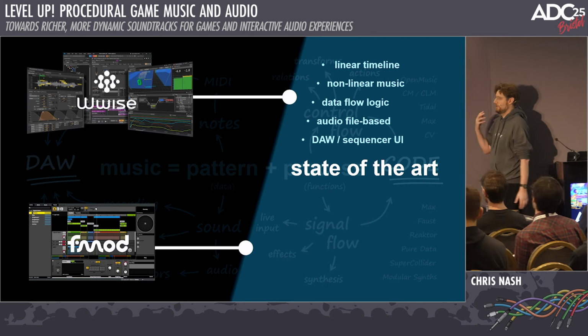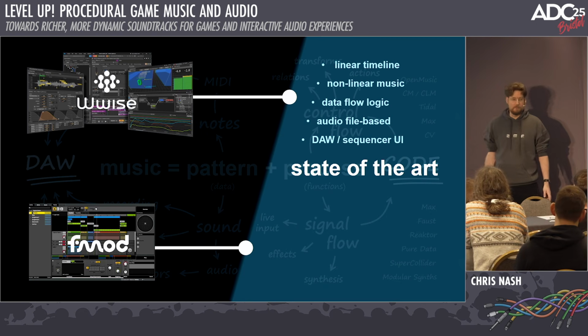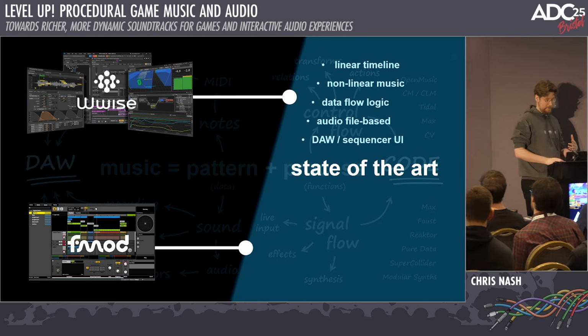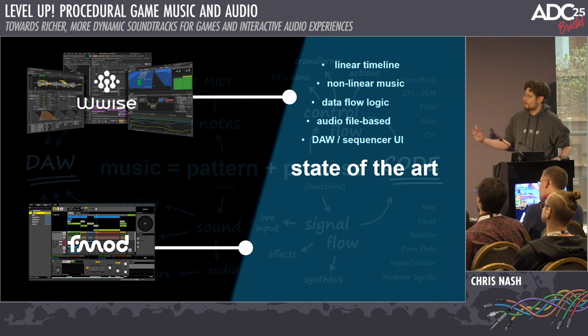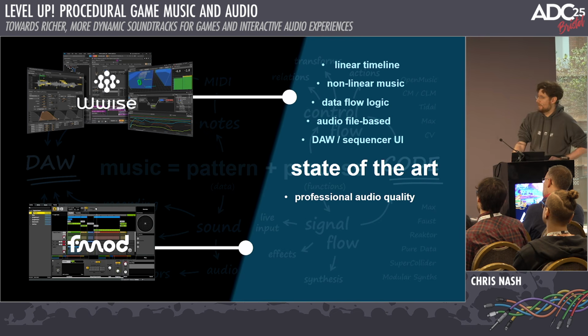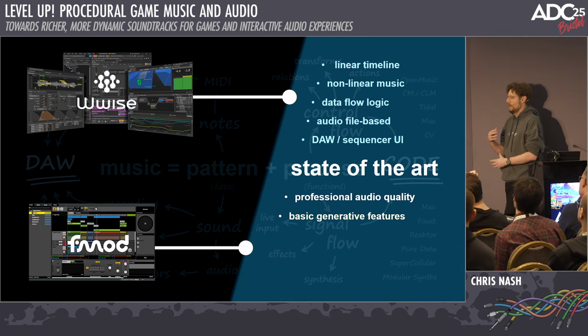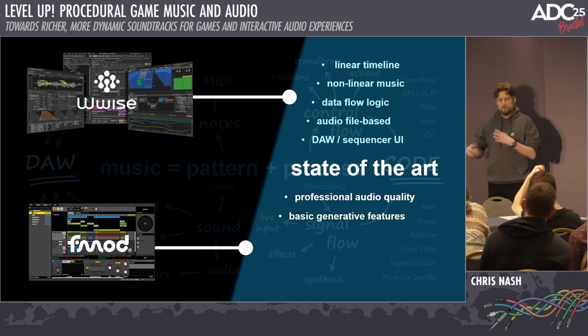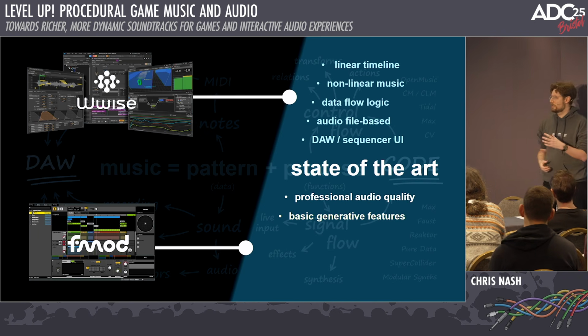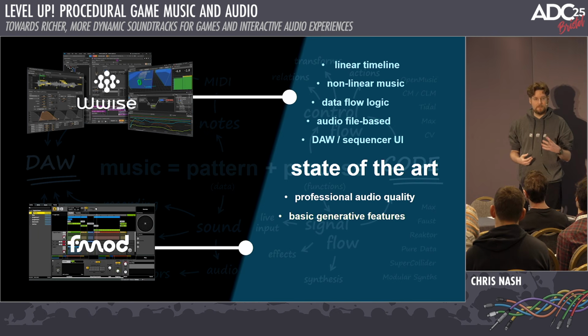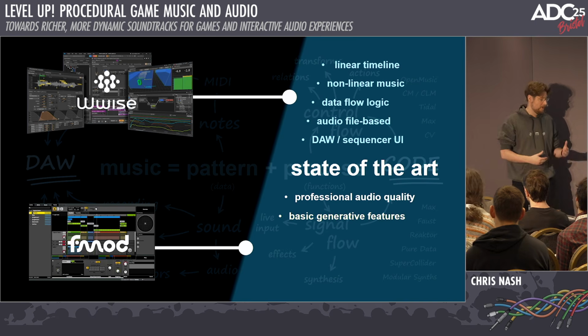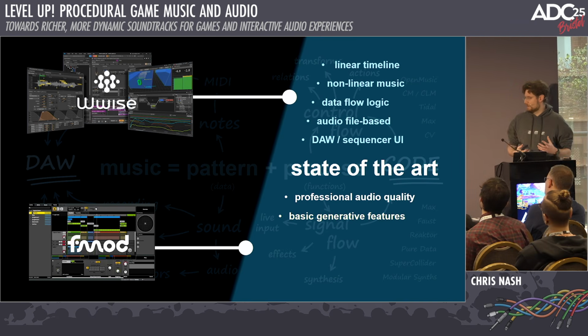And overall, we're talking about an interface that is oriented around the DAW and the sequencer. And the real strength of that is that timeline, I think. So what you get from that is professional audio quality. You do get some basic generative features, but they can be limiting. We're going to look a little bit more at what data flow languages are like to interact with as a kind of creative person or even a coder. And they can be cumbersome at times.